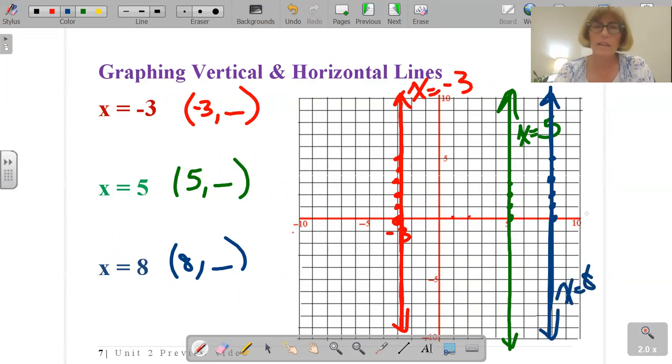X equals 8. So all x equals a number lines are vertical lines.